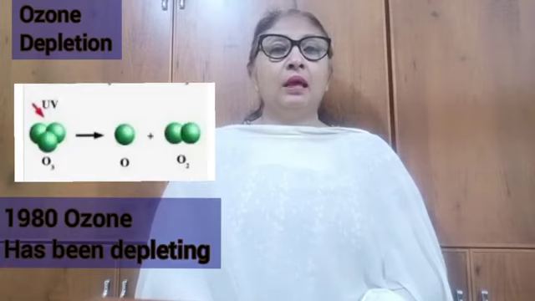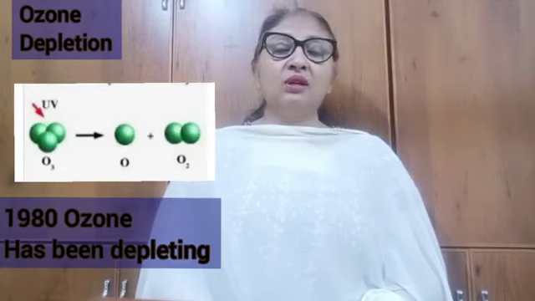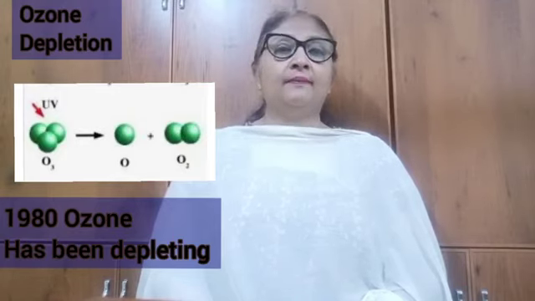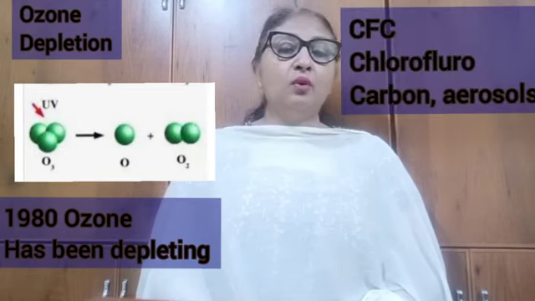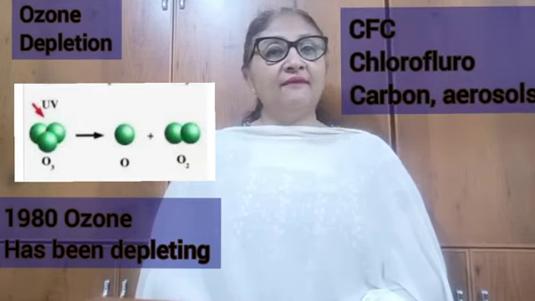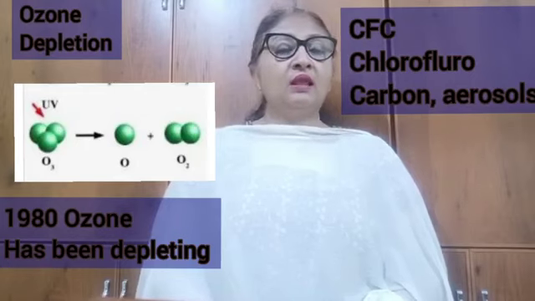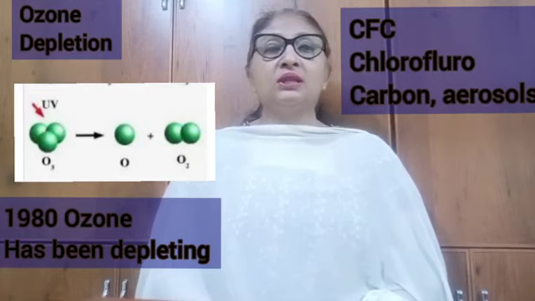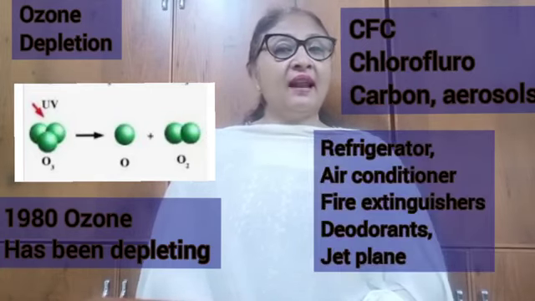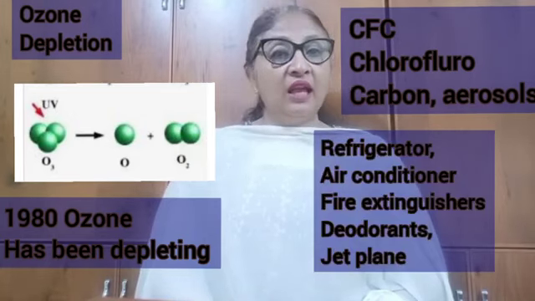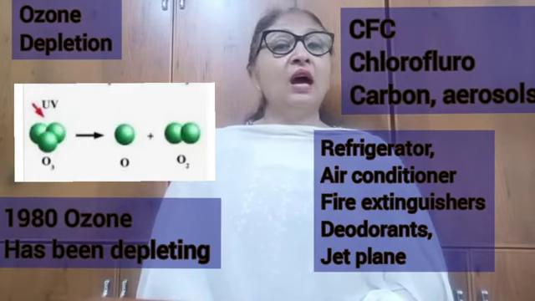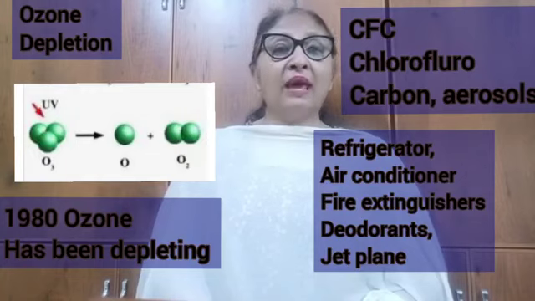Now, since 1980, the amount of ozone in the atmosphere has been depleting at an alarming rate. The reason is overuse of certain chemicals such as CFCs and aerosols. The full form of CFC is chlorofluorocarbons. It is used especially in refrigerators, air conditioners, in deodorants, and even in fire extinguishers. Aerosols are used in jet planes.